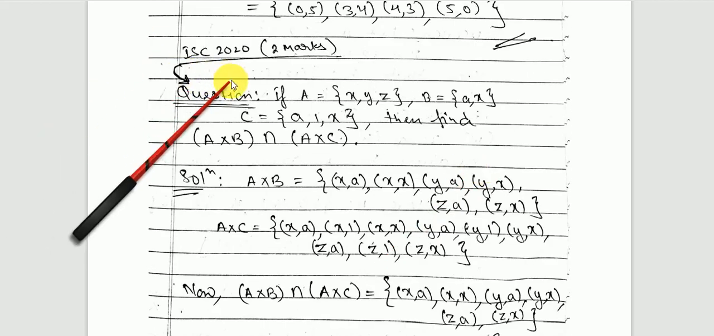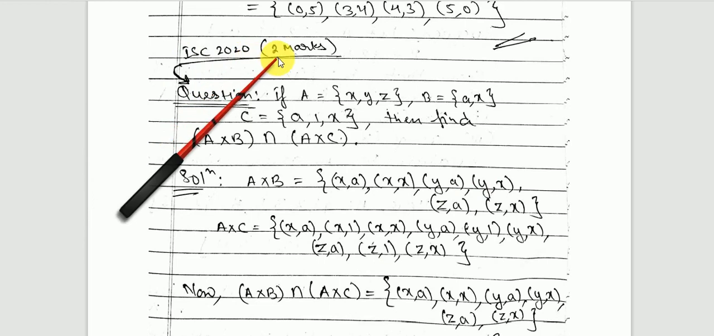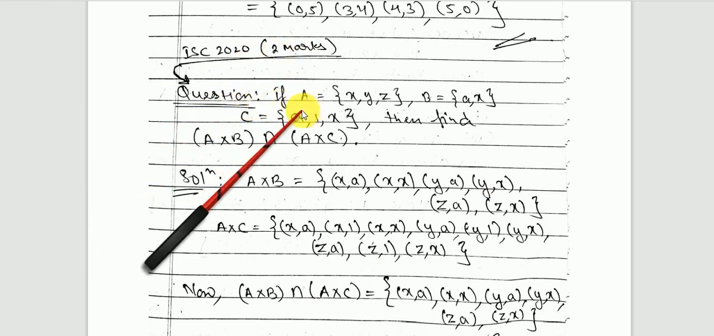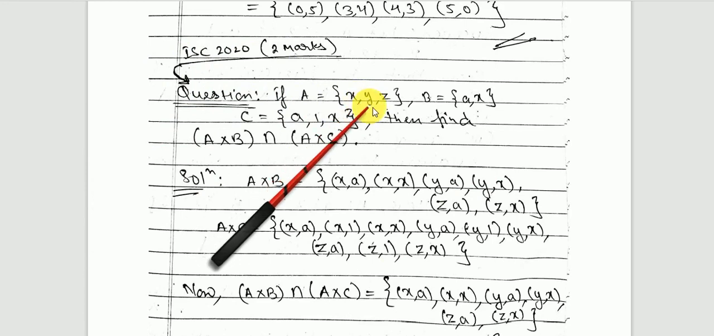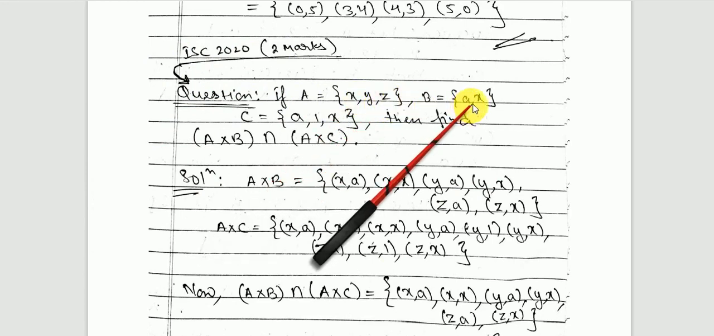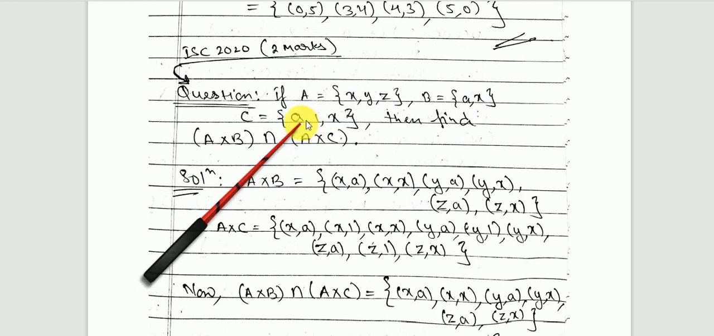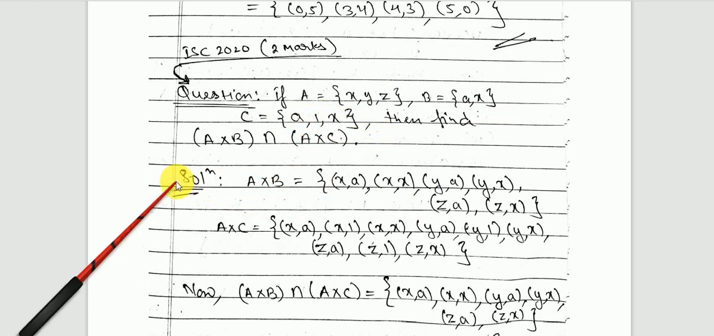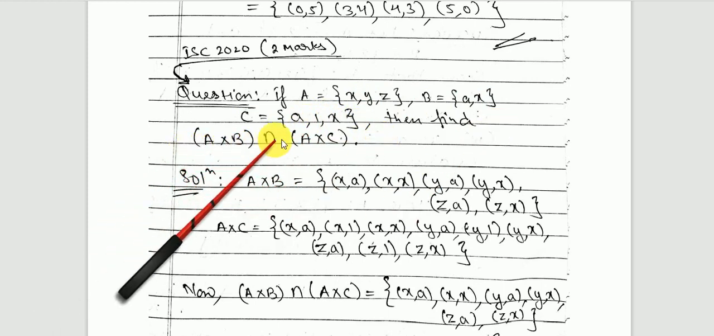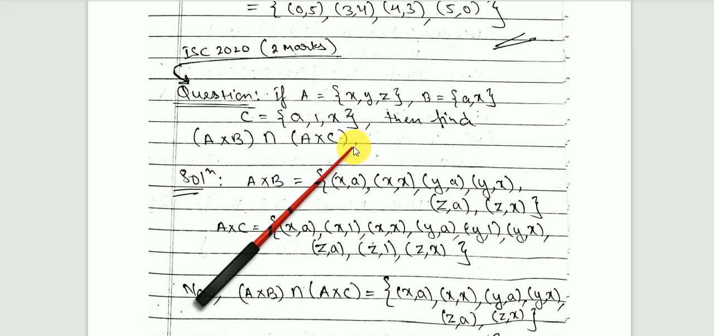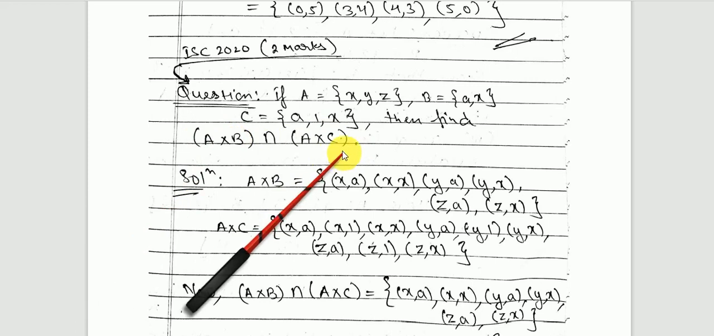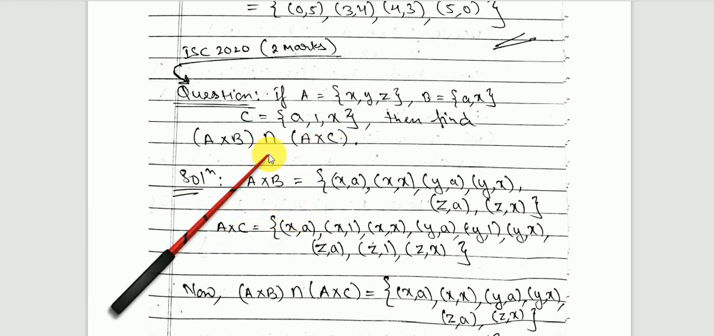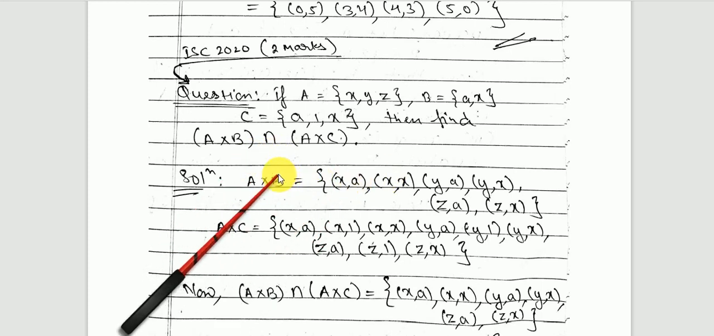Now this question had come in ICSE 2020, 2 marks. The question was, if you have set A which contains the elements x comma y comma z, and B contains a comma x, and C has a comma 1 comma x, then find A cross B intersection A cross C. So here first you have to find the Cartesian products A cross B and A cross C, and then you have to get the intersection of those two Cartesian products.